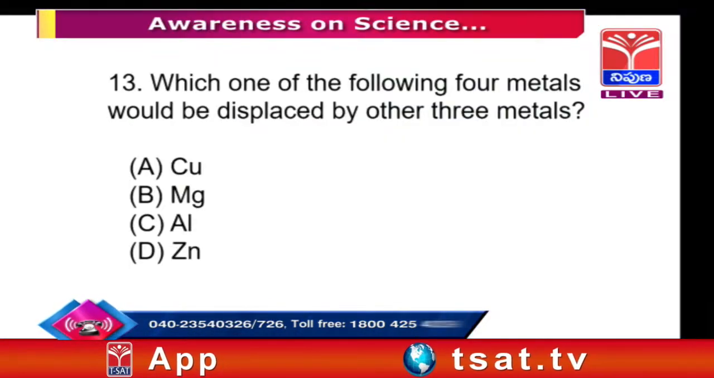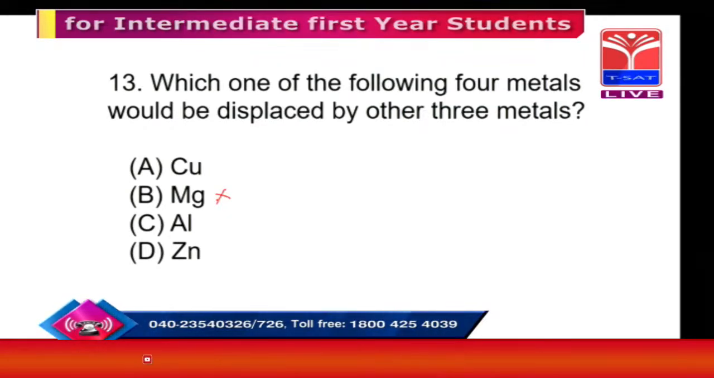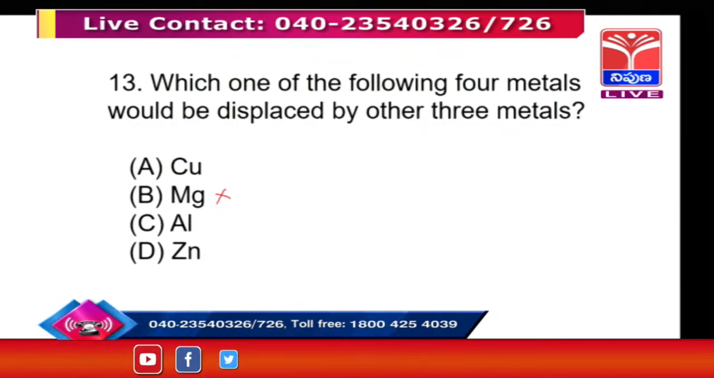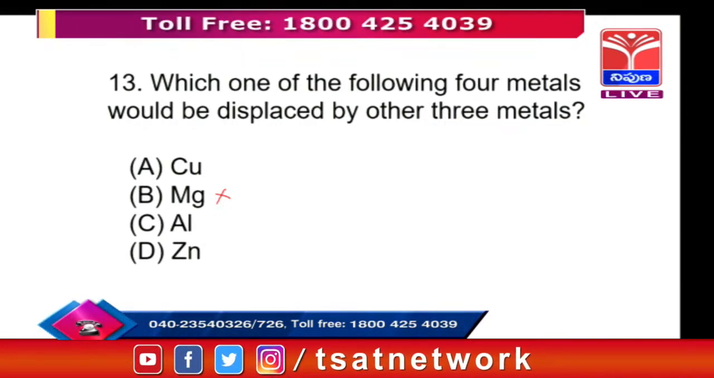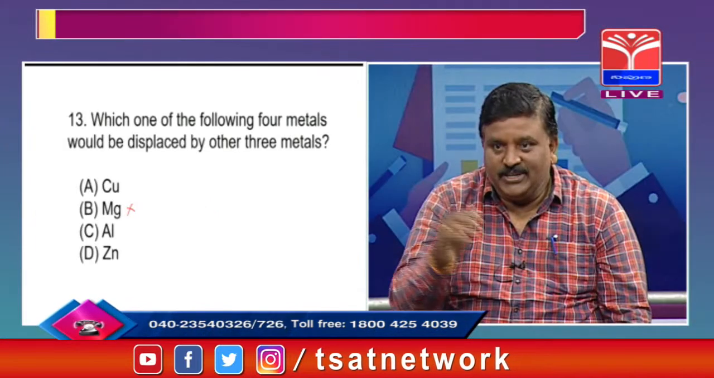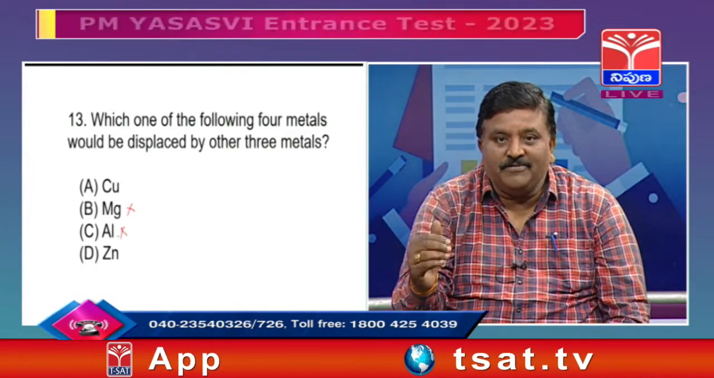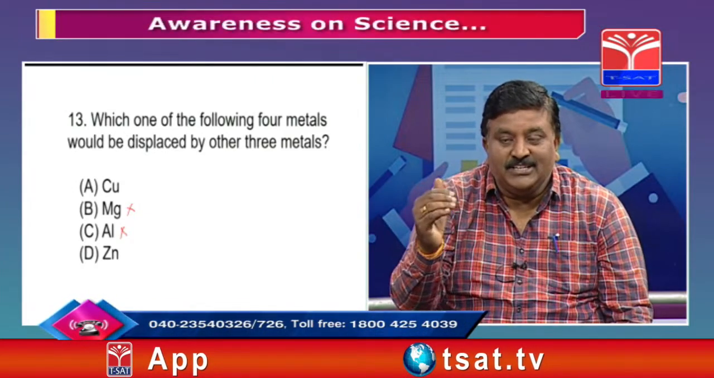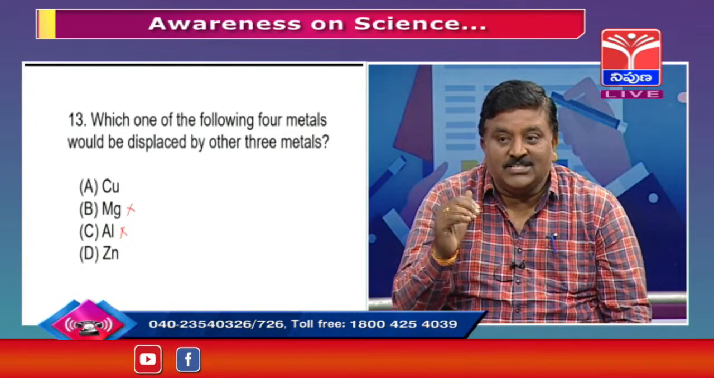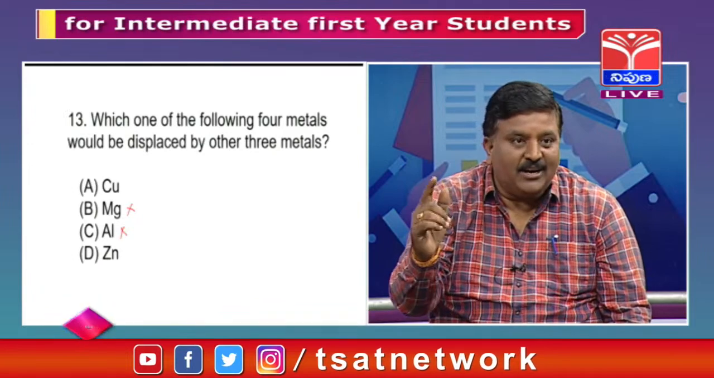And after magnesium in the reactivity series, aluminum will come. So, aluminum can displace copper and zinc, but not magnesium. It is also a highly reactive metal, but in the order of reactivity, it is below magnesium. Its position in the reactivity series is below magnesium. That is why it can displace copper and zinc, but not magnesium.